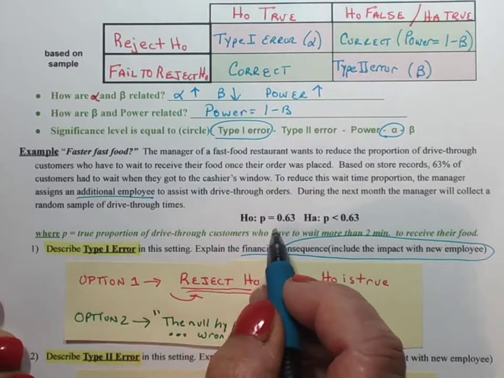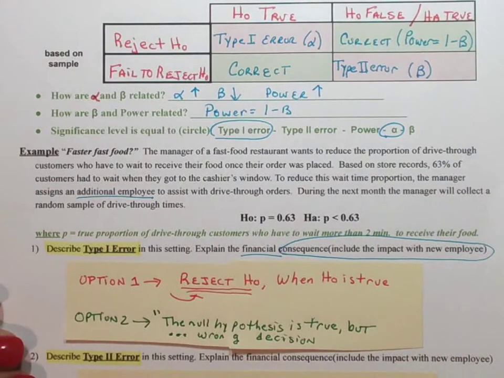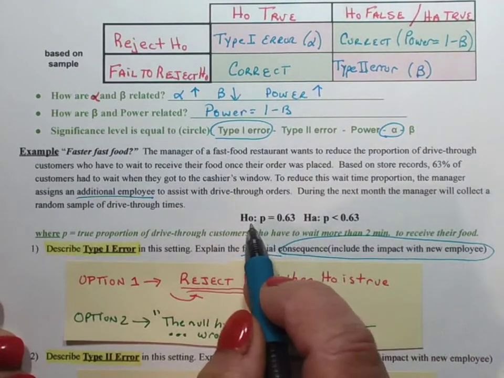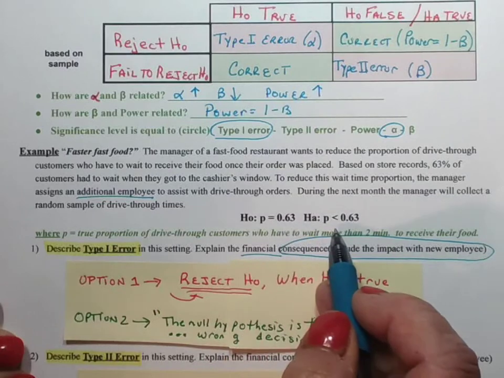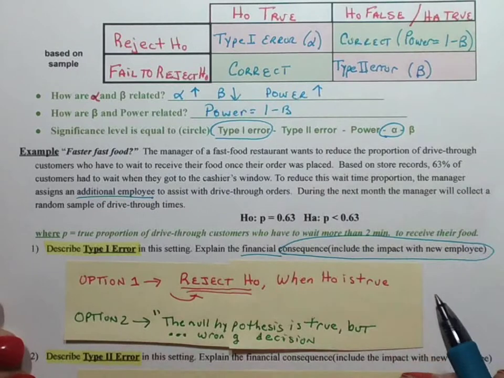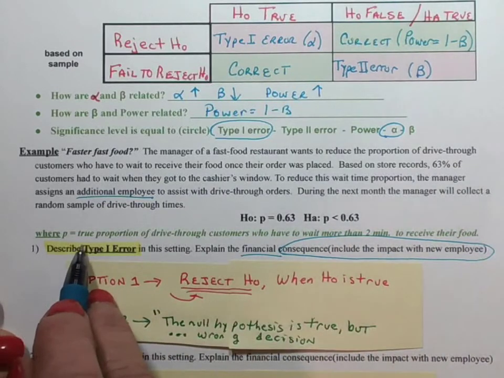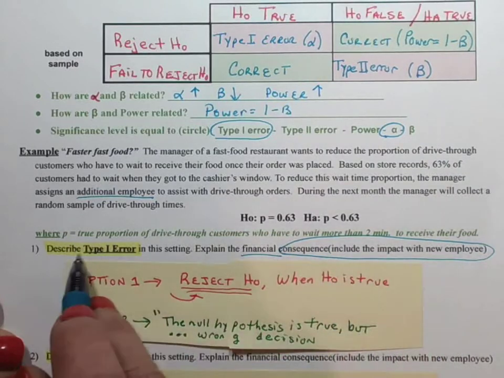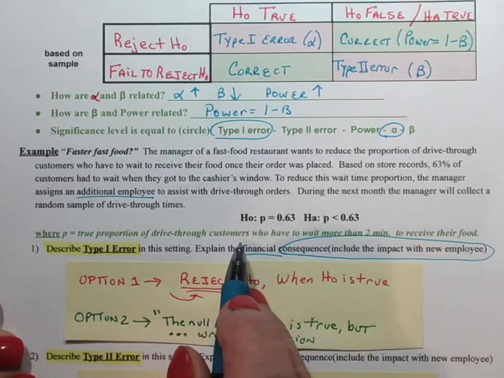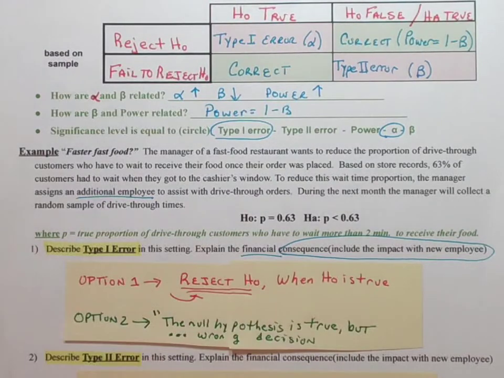So the store records say that 63% of customers have to wait 2 minutes. All right, so that's our null hypothesis. And he added a new employee, hoping that he's going to reduce their wait time. You always define the population parameter. So P equals the true proportion of drive-through customers who have to wait more than 2 minutes to receive their food.